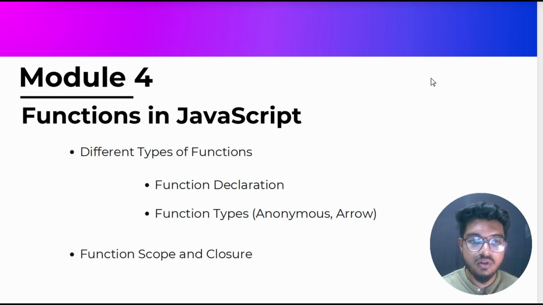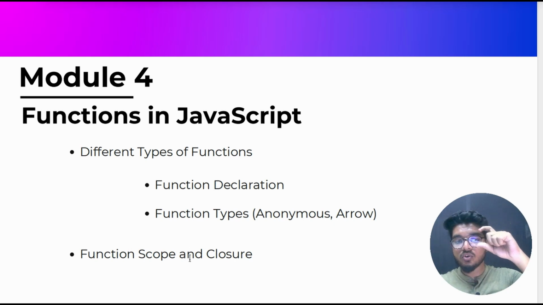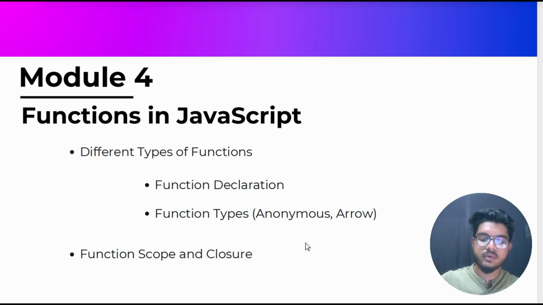So in this module 4, we are going to understand the different types of functions, how a function can be declared, arrow functions, anonymous functions, callback functions, etc. What is function scope, what is a block of code, what is closure, and all we'll discuss in this session. I hope it is clear. Let's jump onto the slides quickly.